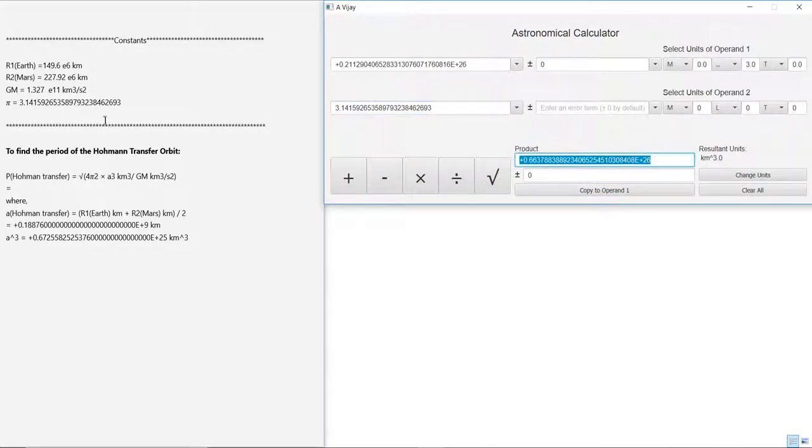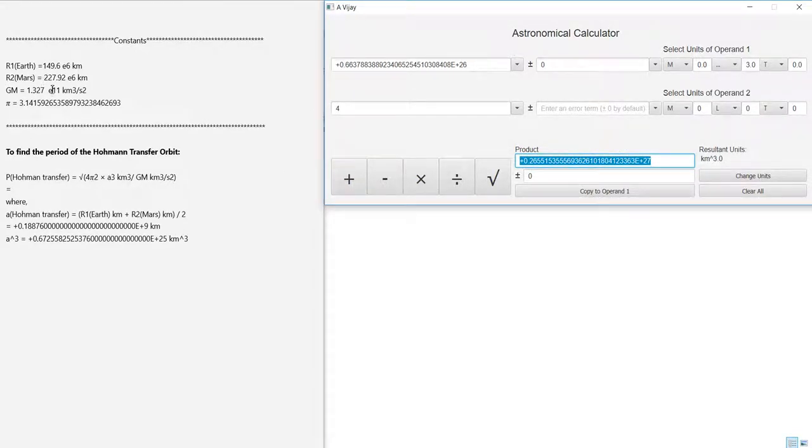This is 4 pi square, into 4 we have to do. This is the value of 4 pi square into A cube. Now I have to divide this value with GM. So I'll copy this onto operand 1. And the value of GM is 1.32711 with the units of kilometer cube per second square. So this is second power minus 2. So on division, this is the value with the units of second square.